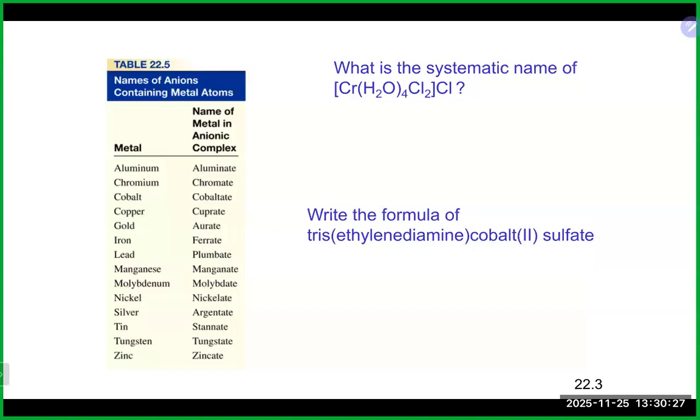Top one, let's go name. Bottom one, let's go formula. Also to the left, there's a few more. Okay, let's take a look and see how you're doing. We'll start with the name.